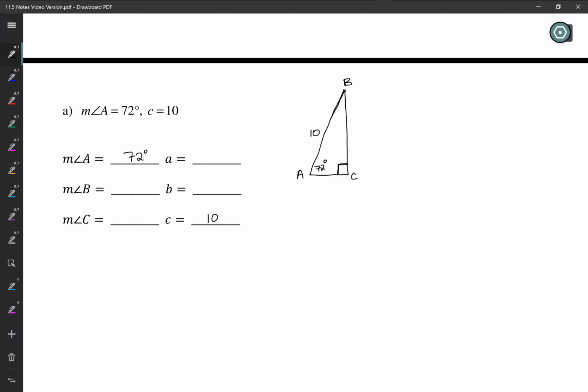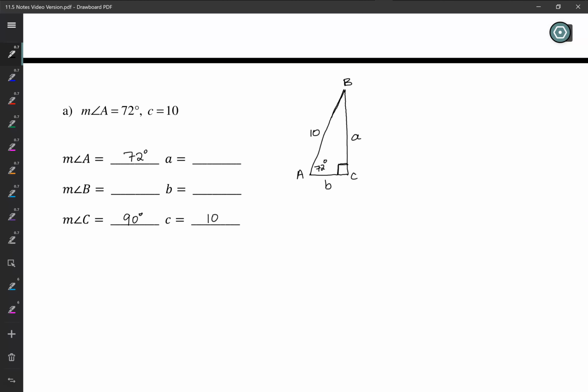And I also know that angle C, the measure of angle C, is 90 degrees. Now I also need to label the other two sides. So across from my 72-degree angle, which is angle A, I have little a. And across from angle B, I have little b.